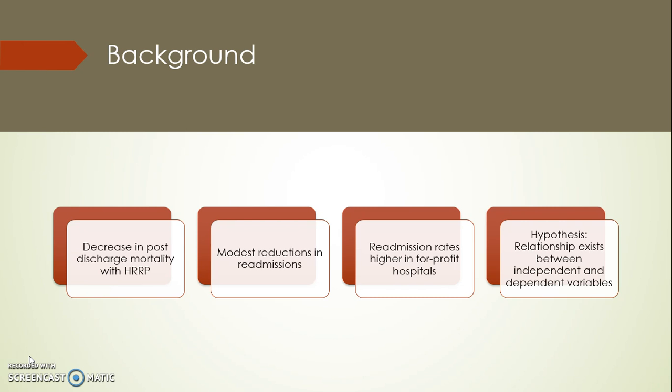Another study looked at 6 major diseases including acute myocardial infarction and found that readmission rates for patients were statistically higher in for-profit hospitals than in government or non-profit hospitals. The prediction for this paper is that there is a statistically significant linear relationship between discharge, readmission, and excessive readmission ratio.